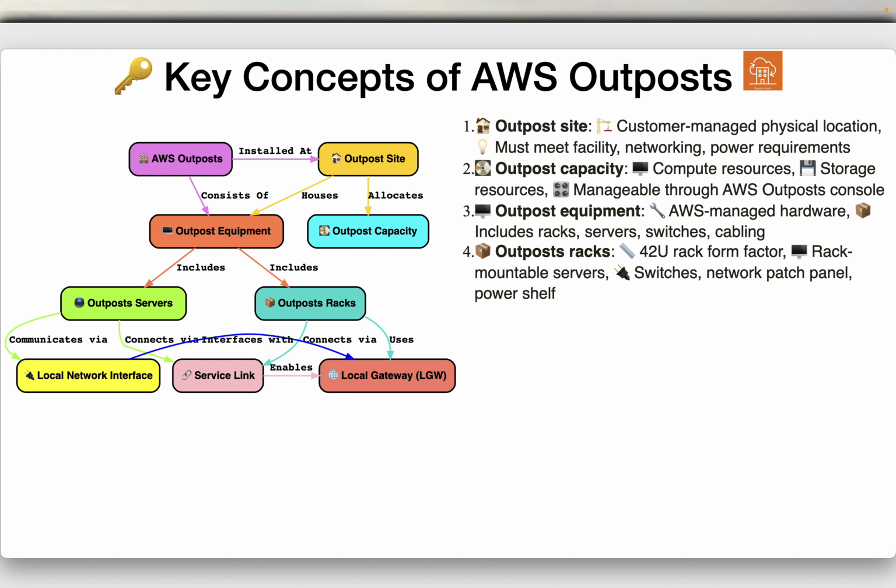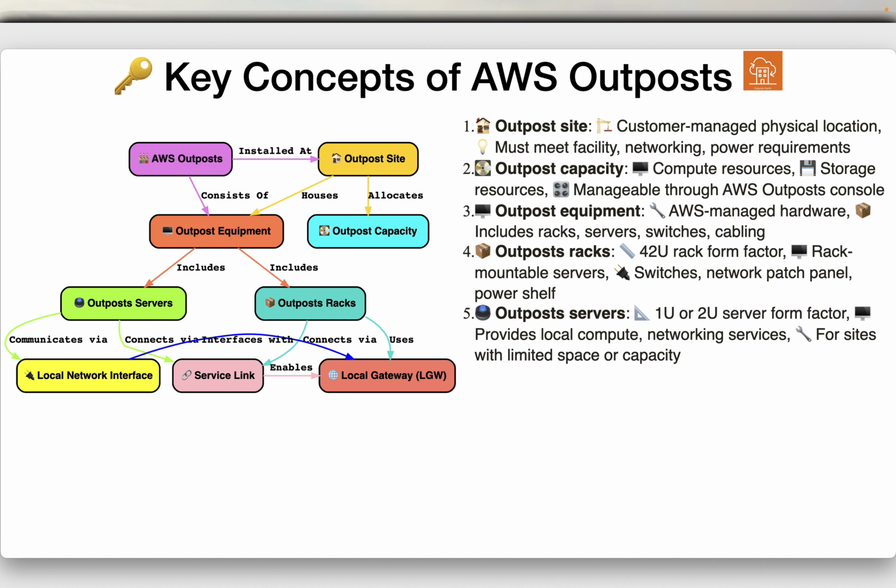Outpost racks are an Outpost form factor that adheres to the industry standard 42U rack size, and these racks include rack mountable servers, switches, a network patch panel, power shelf and blank panels. Outpost servers are another Outpost form factor available in industry standard 1U or 2U server sizes. These servers can be installed in a standard EIA 310D 19-inch compliant 4-post rack and provide local compute and networking services for sites with limited space or smaller capacity requirements.